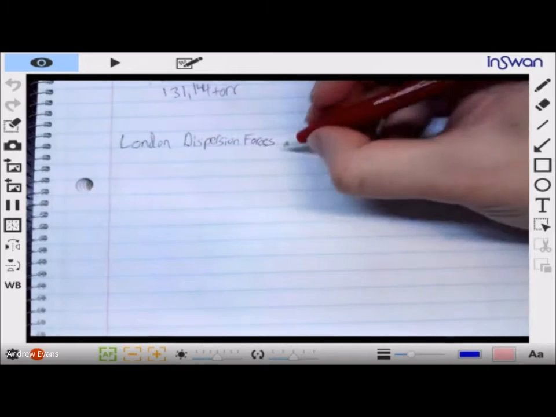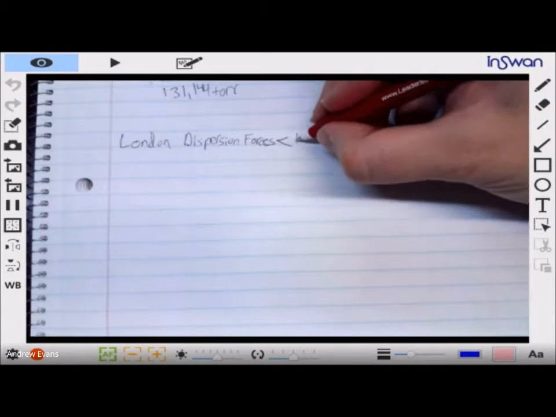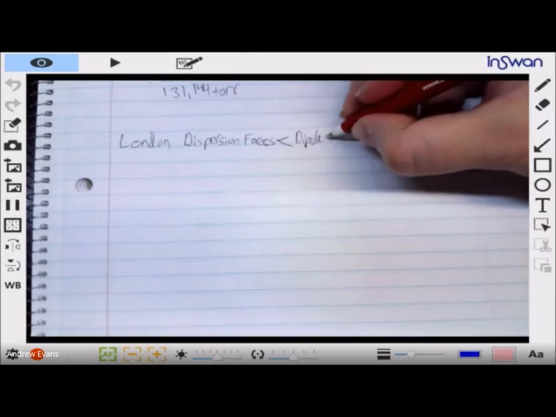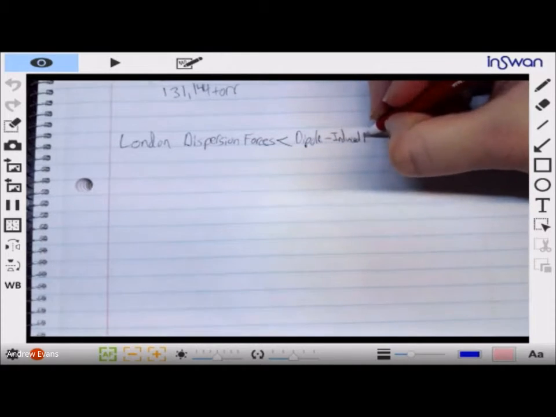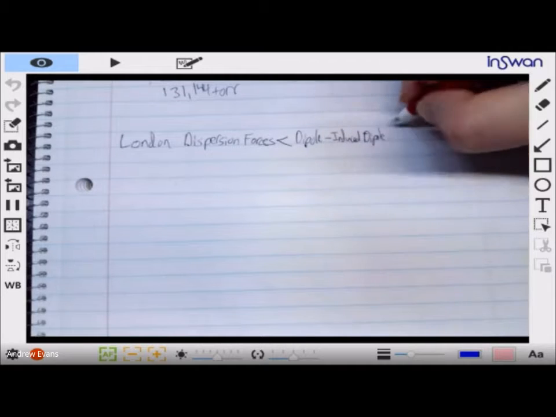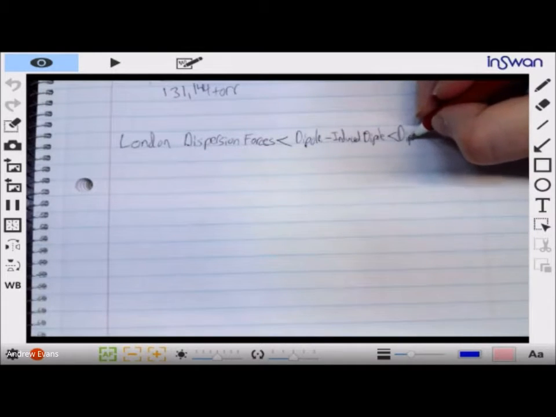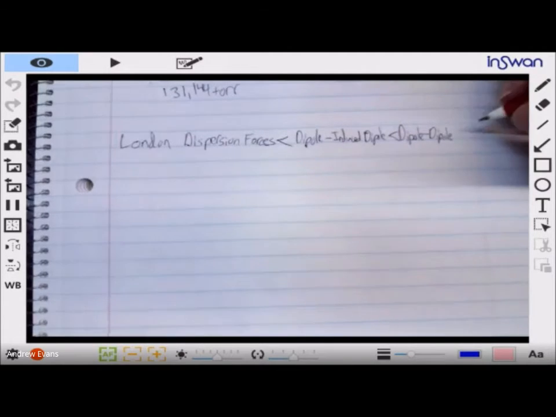We have then from there dipole, induced dipole. You have dipole-dipole. You have hydrogen bond. And you have usually ionic. Or maybe around the same place, ion dipole, and then ionic.